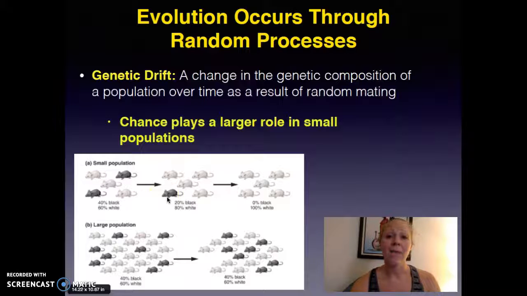That's going to have a big effect on the population because we have lost quite a bit of diversity. However, if we look at a larger population, if one mouse here doesn't have the opportunity to reproduce, well, the next generation isn't really affected as much. And so chance plays a larger role in small populations and sometimes less of a role in larger populations.